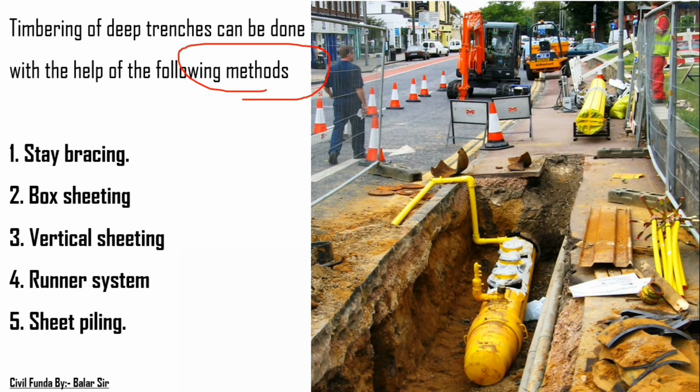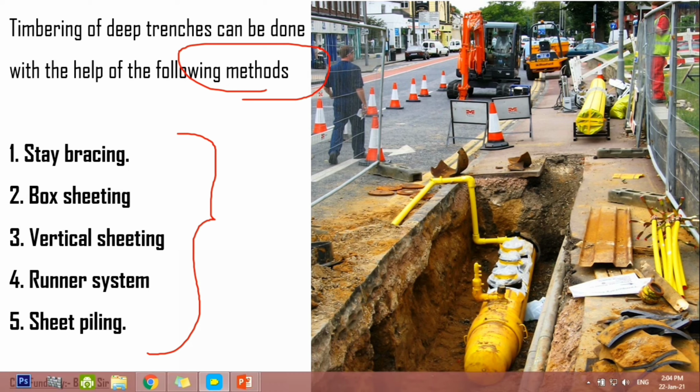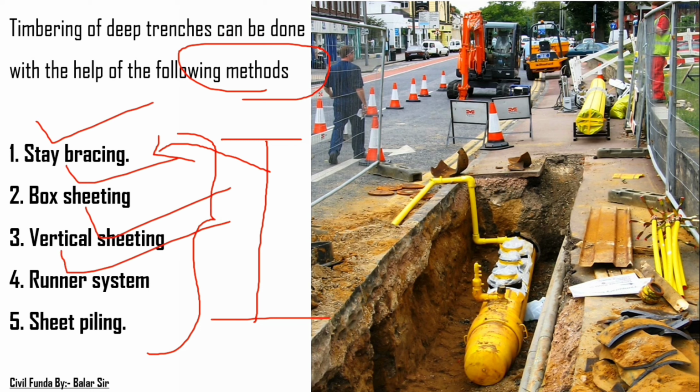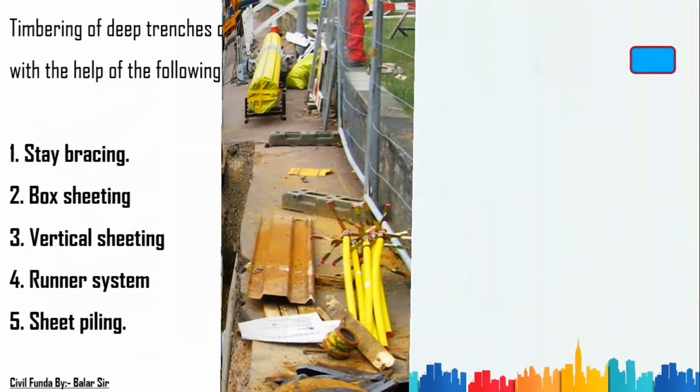So here we have seen that there are 5 categories of methods, each related to trenches. Again, I want to share one thing: whenever we discuss trench work, the one thing to keep in mind is that we are always discussing in terms of depth, meaning how deep we are going to excavate. Depending on that, we choose a method, and the methods are stay bracing, box sheet, vertical sheet, runner system, and the last one is sheet piling. So let us continue one by one.